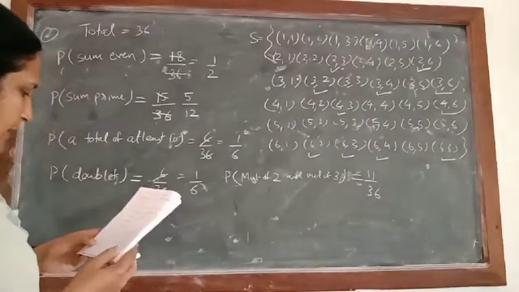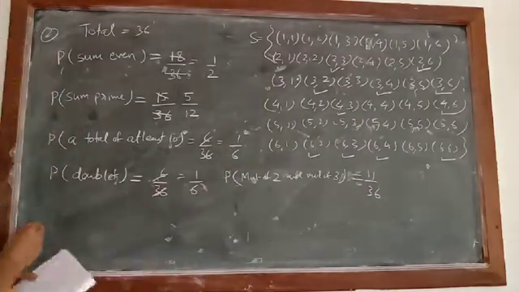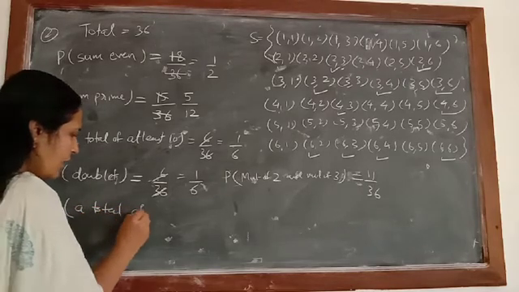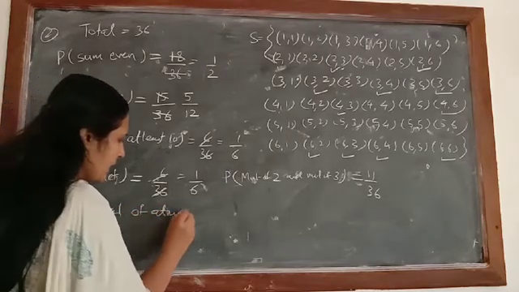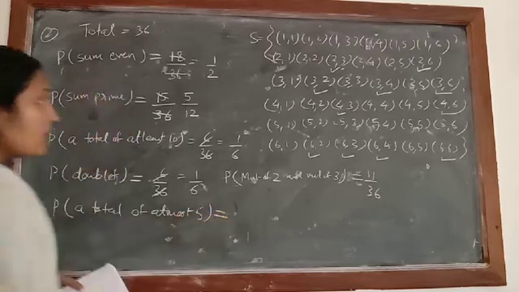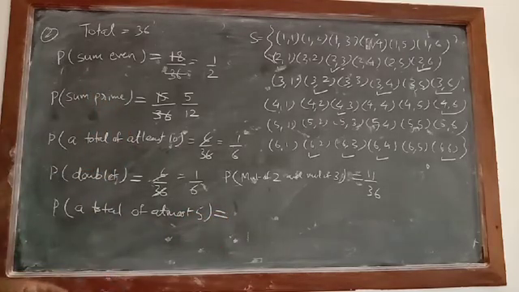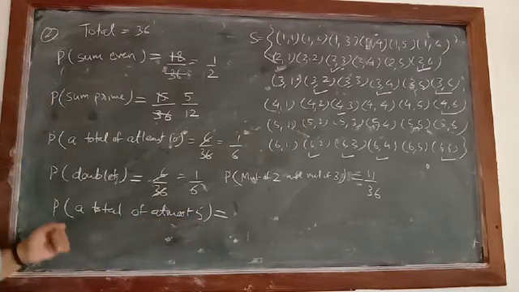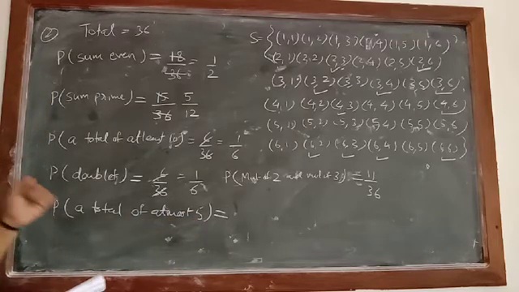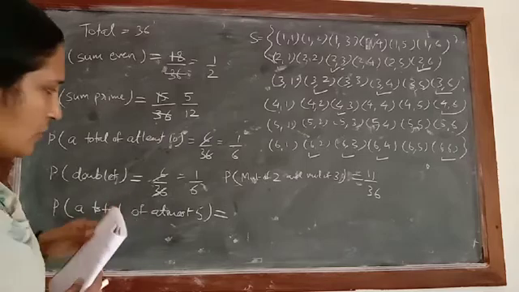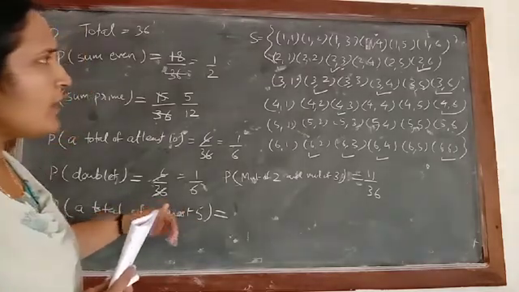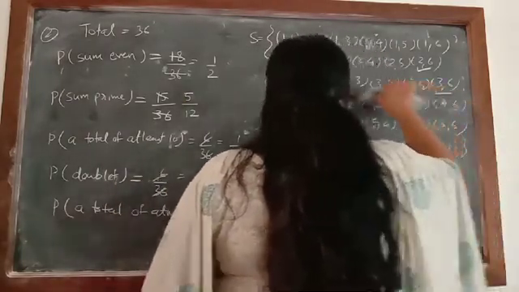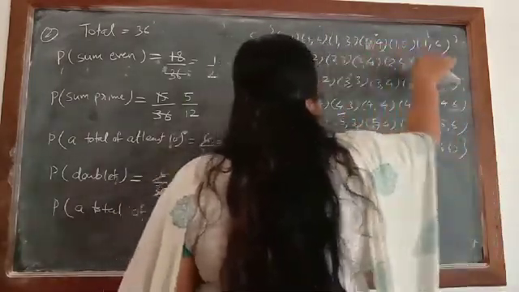Then the next one is a total of at most 5. Probability of a total of at most 5. Again, what is the meaning of at most 5? The total should be either equal to 5 or less than 5. So we can check the cases in which we are getting a total either equal to 5 or less than 5.